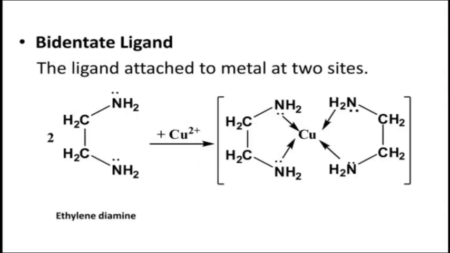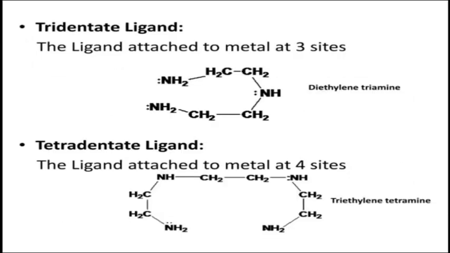A bidentate ligand is attached to the metal at two sites. Example, ethylene diamine. Tridentate: the ligand is attached to the metal at three sites. Example, diethylene triamine. Tetradentate: the ligand is attached to the metal at four sites. Example, triethylene tetramine.